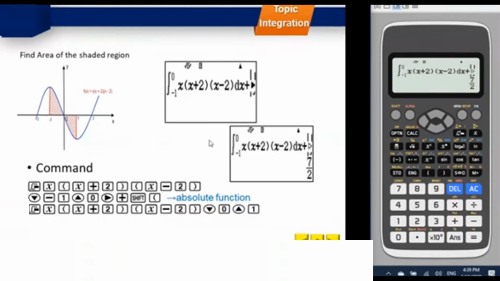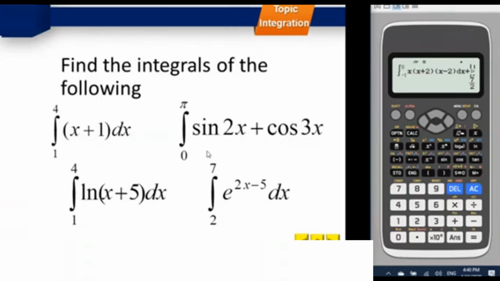So this is what I did. I have commands available for you also. Absolute valued function was the key to the correct answer. So now find the integrals of the following. Since I promised that I will be teaching differentiation and integration of all trigonometric, algebraic, exponential and logarithmic functions, we did that for differentiation, and now it's time to do the same for integration.